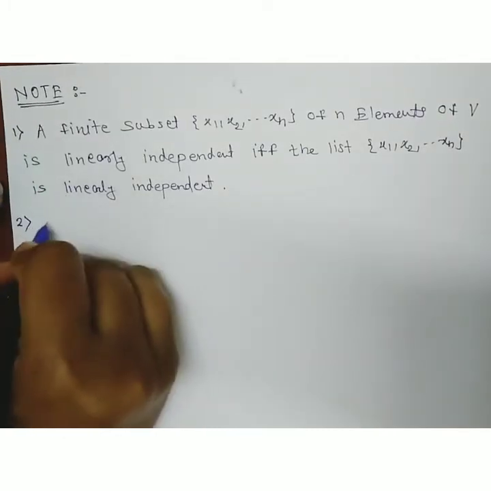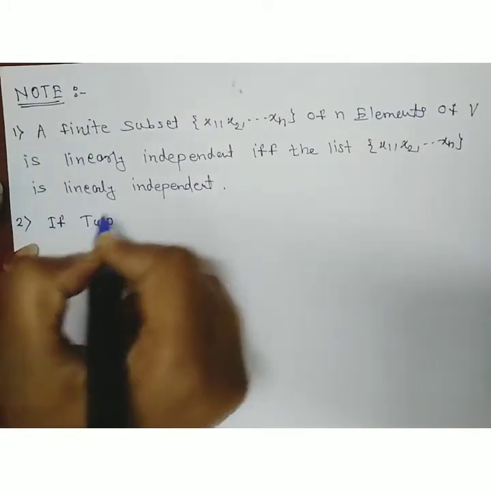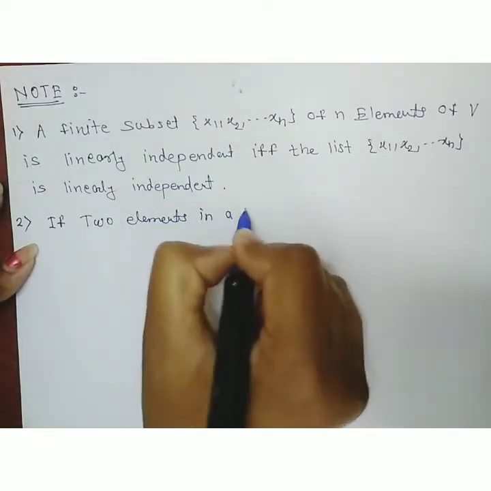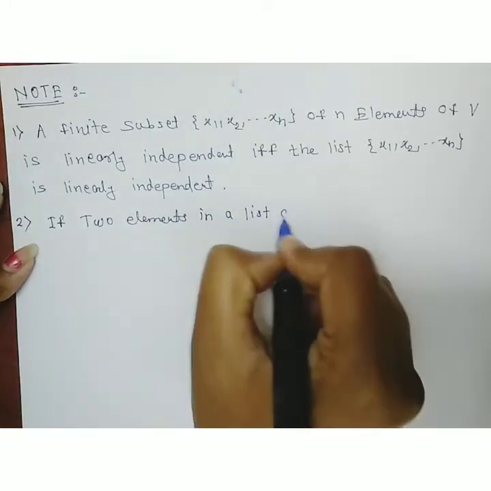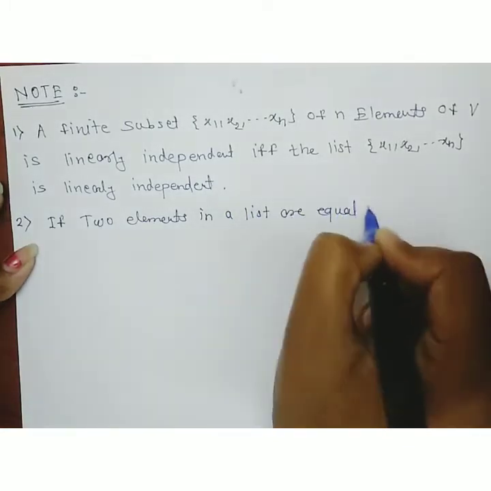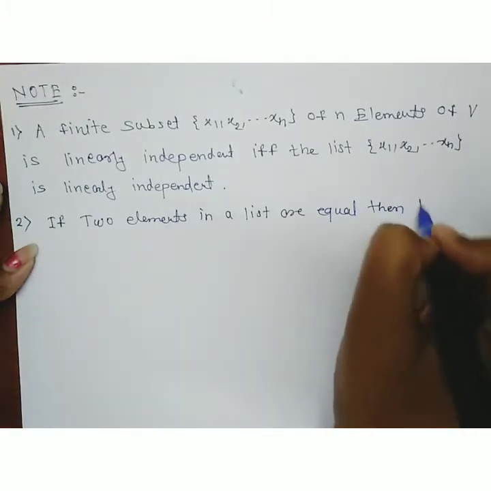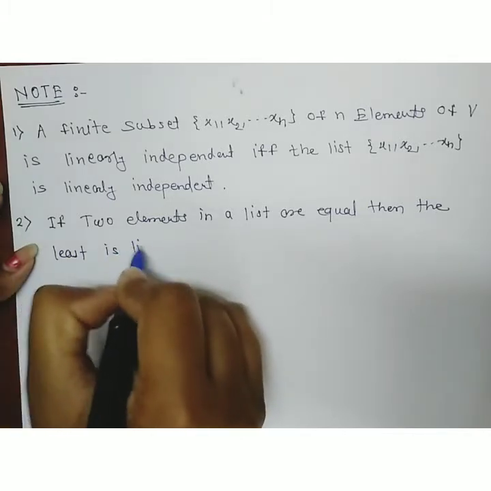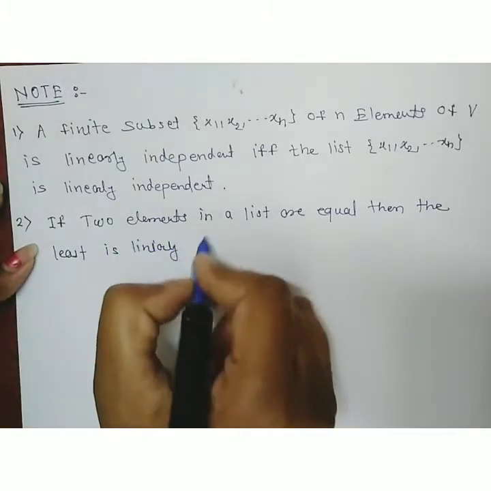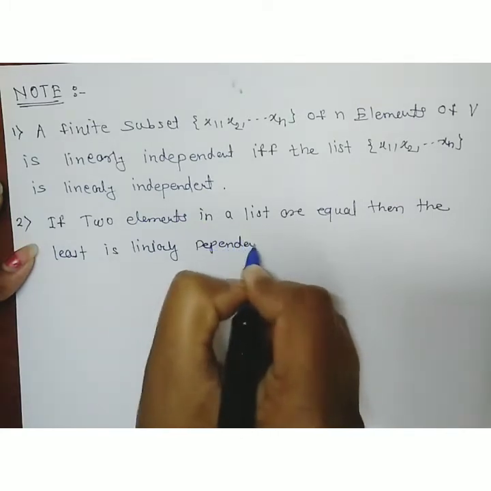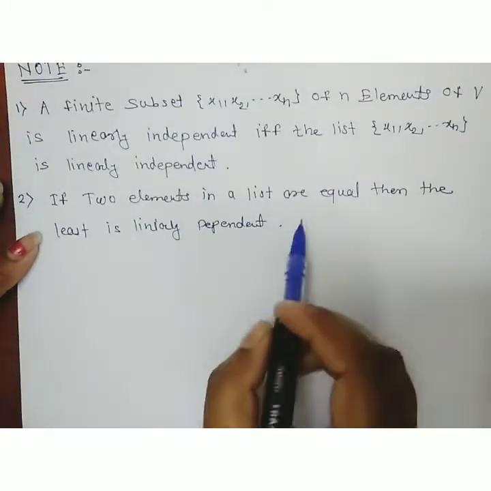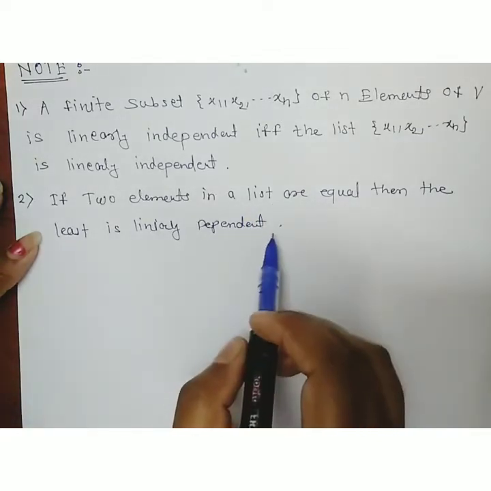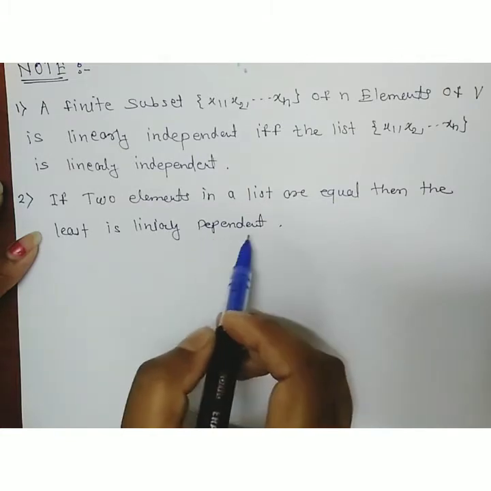Now the second note: if two elements in a list are equal, then the list is linearly dependent. Okay, so the next note is, if we have any list of elements such that any two elements of that list are equal, then this set is said to be linearly dependent.